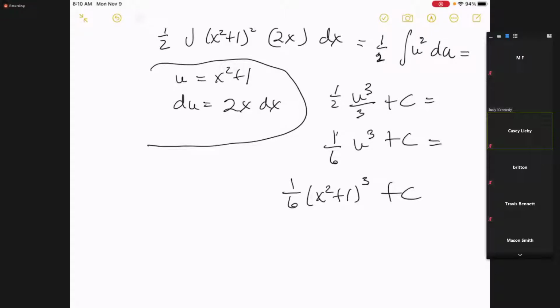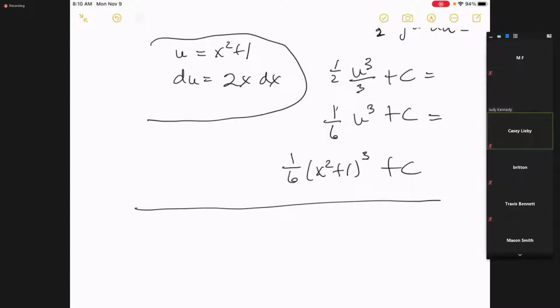Let's try another one. I'm getting these examples out of your book. Your book's got a ton of problems.